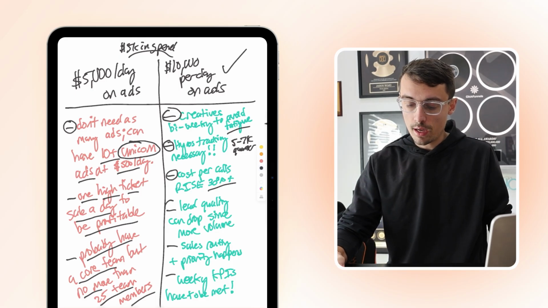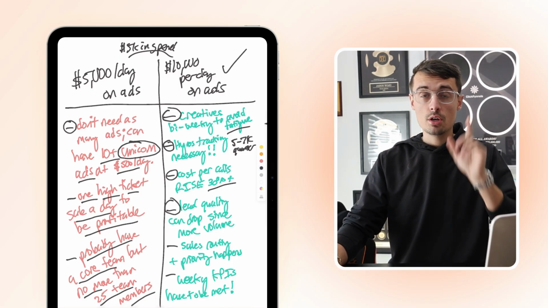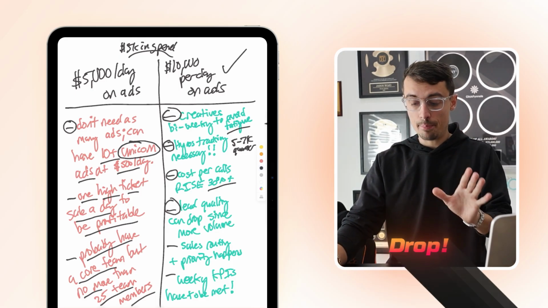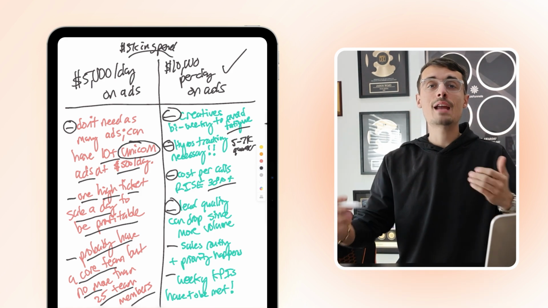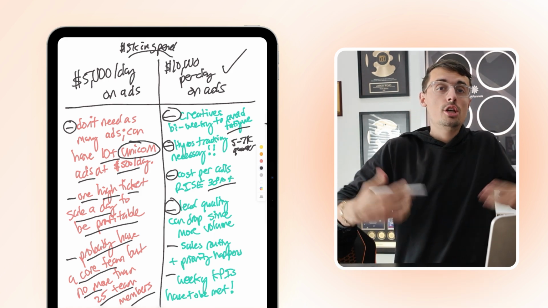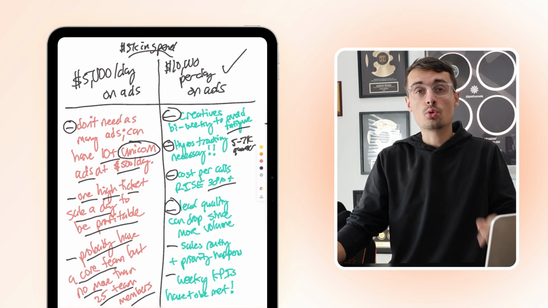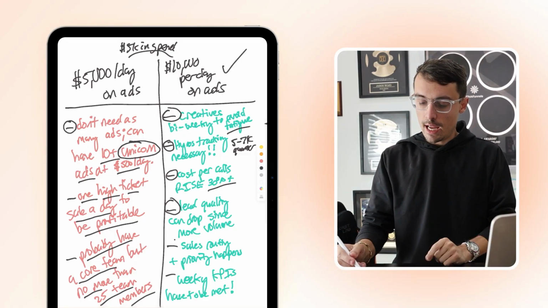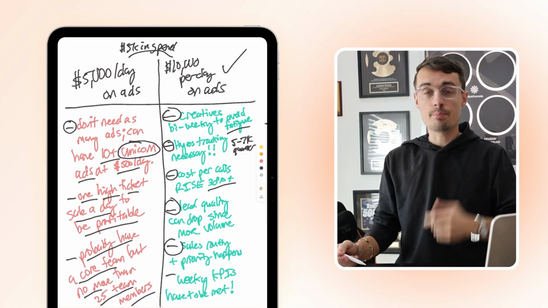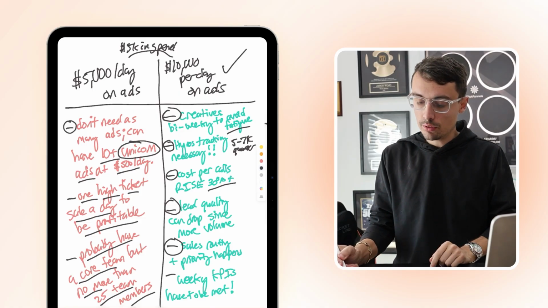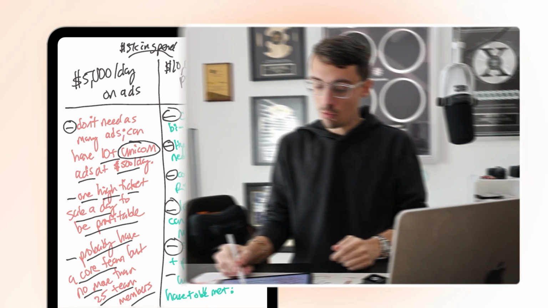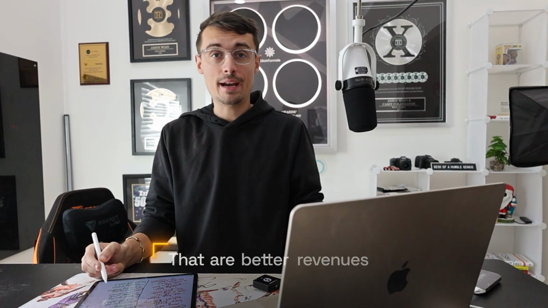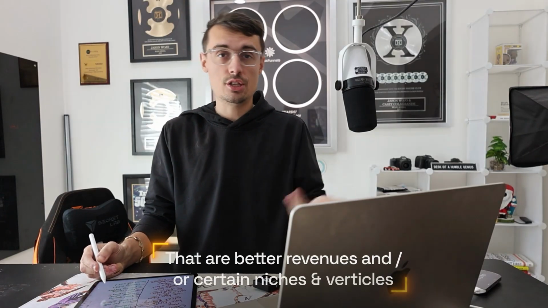And now when you have more influx and more volume, your lead quality can tend to drop, okay? When you have more volume, now there's more ability for worse leads to get to the surface. So now we have to increase lead qualification, which also increases lead costs, okay? And then we have to focus on sales routing and priority, okay? In Calendly or iClosed, you can route leads to certain reps that are better revenues or certain niches and verticals.